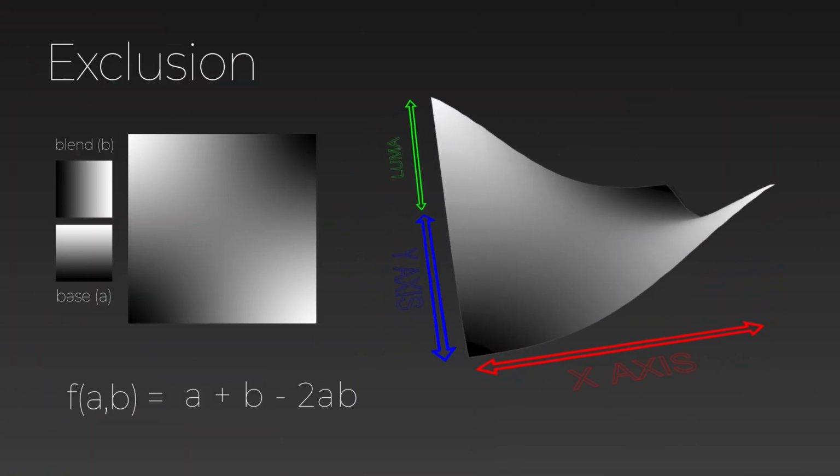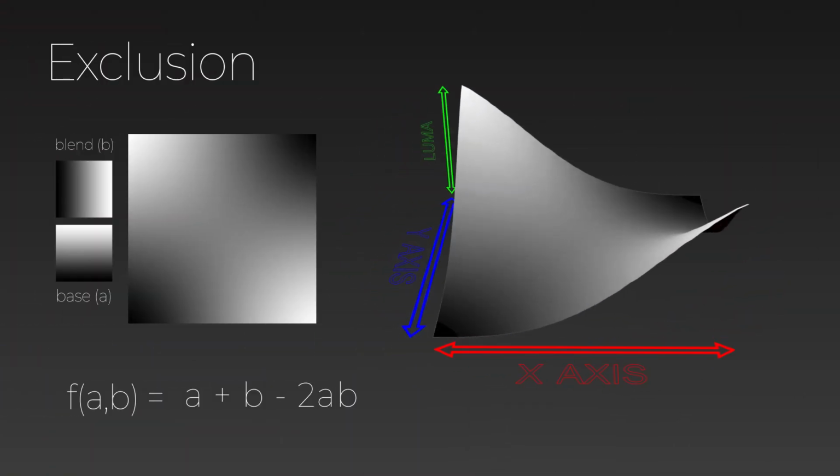The next mode is exclusion, which is a linear dodge minus 2 times the multiply effect. As you can see, the shape of this is very close to that of difference, except that the value between the 2 white corners never gets all the way down to black. In fact, middle gray in either layer will always return middle gray.